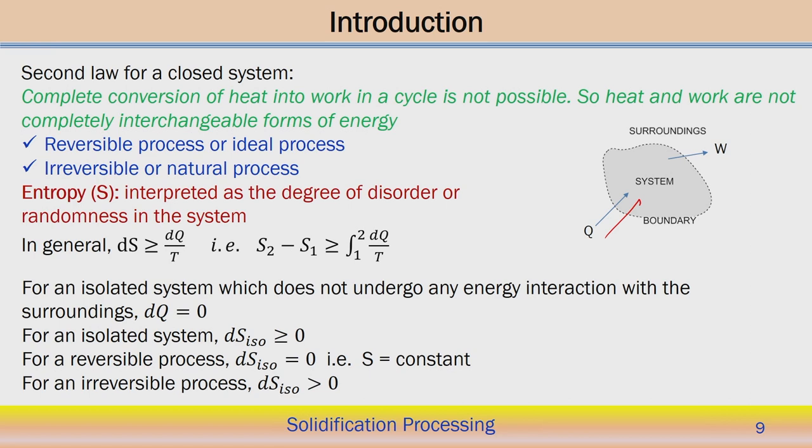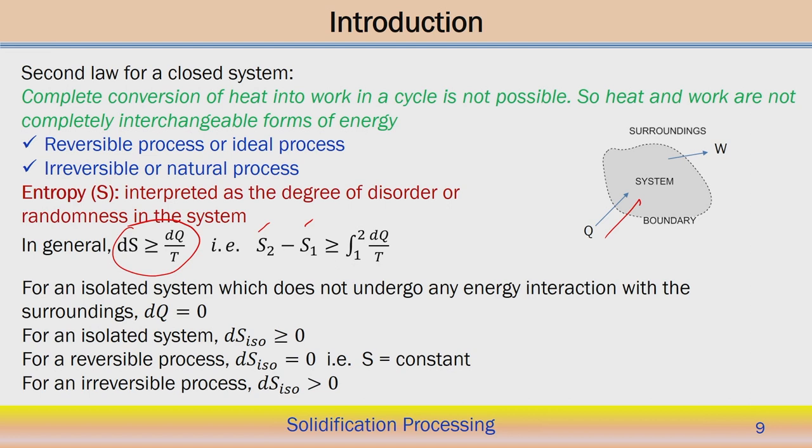For the change of entropy, I am not going into details of how this can be derived, but just know that in general dS, the change of entropy, is greater than or equal to dQ by T. Here dQ is the heat transferred to the system. So when the state changes from 1 to 2, S2 minus S1, the change of entropy, is always greater than or equal to the integral from state 1 to state 2 of dQ by T.